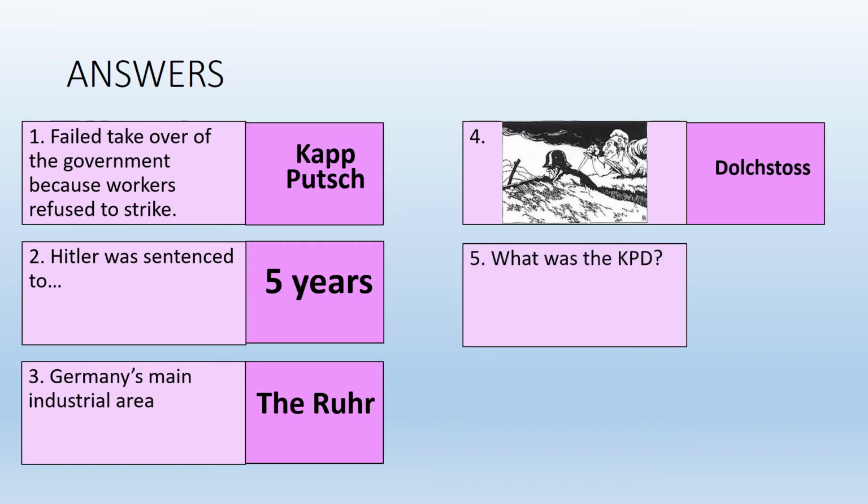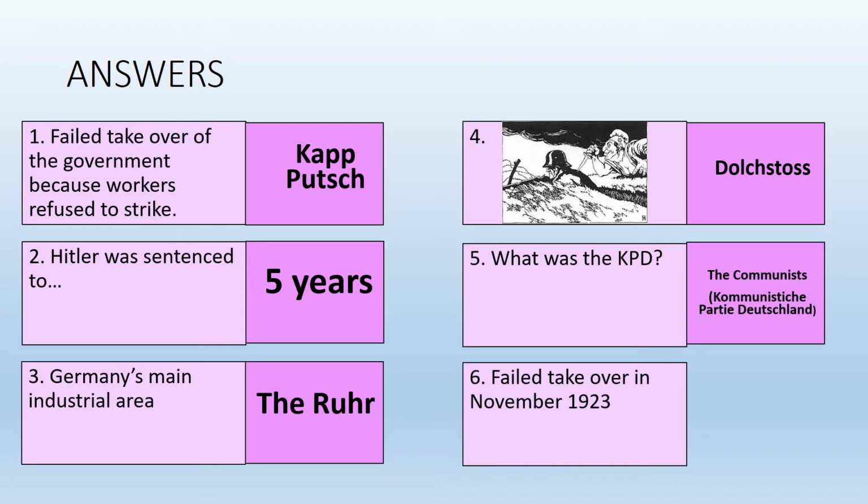Number 5, what was the KPD? And it's the Communist Party. And we get KPD for the word Communist Party in Deutschland. That's how you say Germany in German. And number 6, a failed takeover in November of 1923. 1923 is the big hint for us. We will know that, of course, as being the Munich Putsch.